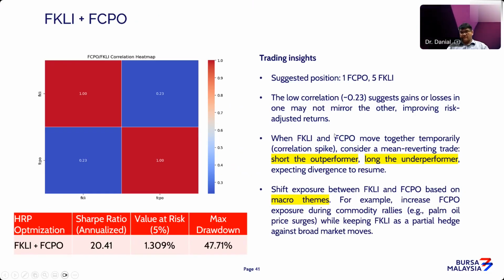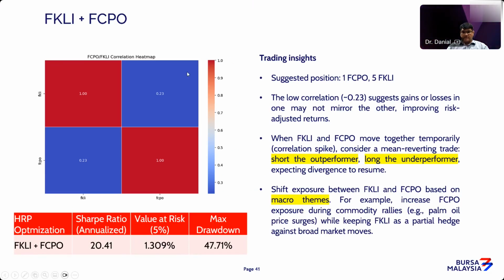All right, last slide. Let's just say you have a big capital, you can try to combine FKLI and FCPO. The recommended position will be one contract of CPO with 5 KLCI futures. So that is the best recommendation. I will say this recommendation will give you quite low risk and a high probability of earning.